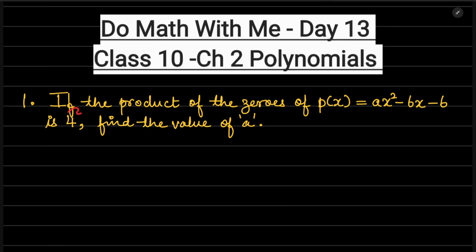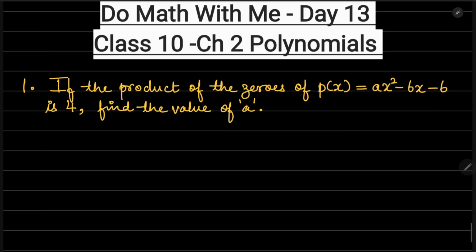The first question for the day is, if the product of the zeros of p of x, quadratic polynomial p of x, equal to ax square minus 6x minus 6 is 4. You are given the product of the zeros of this polynomial is 4. Then find the value of a. Okay, the minute you see such questions, the very first thing that you have to do is write your given polynomial.